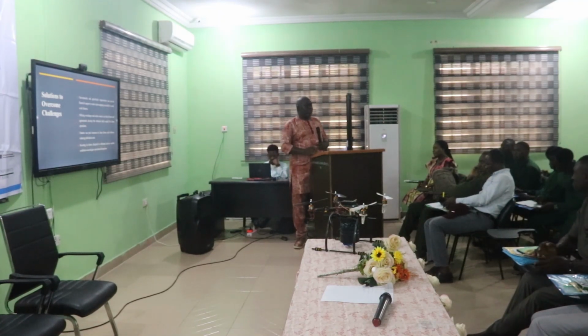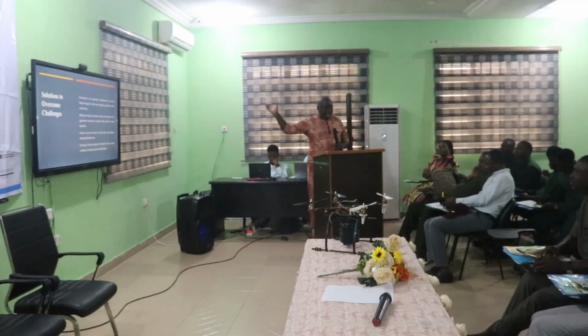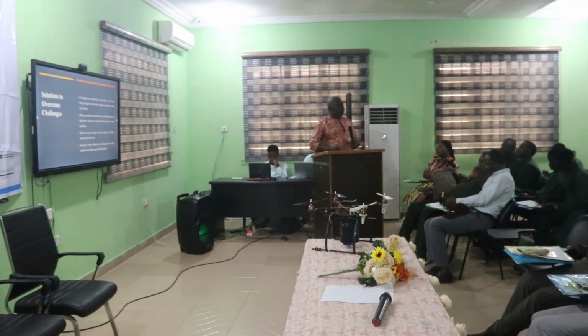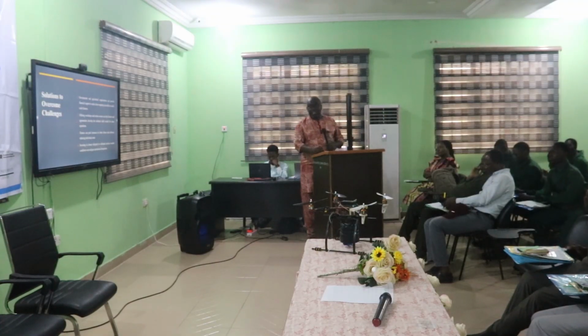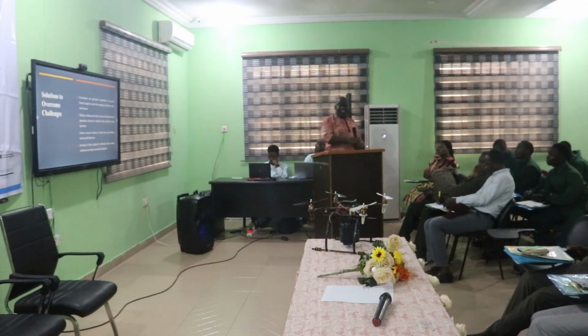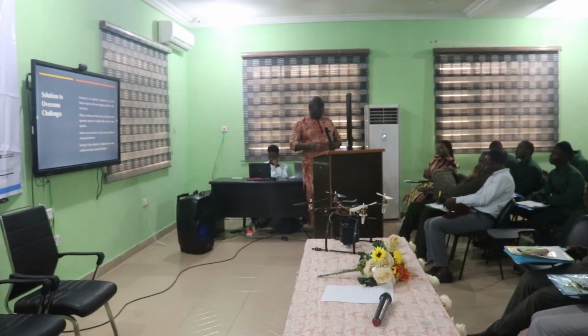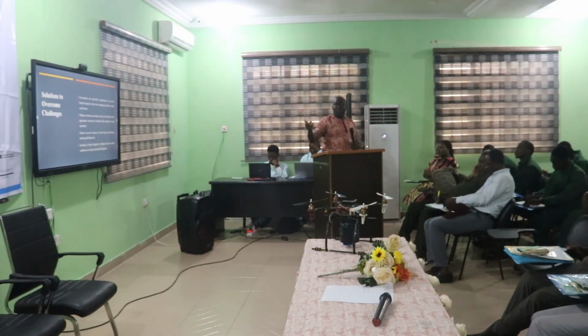Solution. One of the solutions I would say is that there could be collaboration between farmers. We have seen this happening in many other countries, especially in India. Farmers will collaborate to get a drone, and maybe they use it on a particular farm today, and tomorrow they take it to another farm to use. So we have that collaboration.